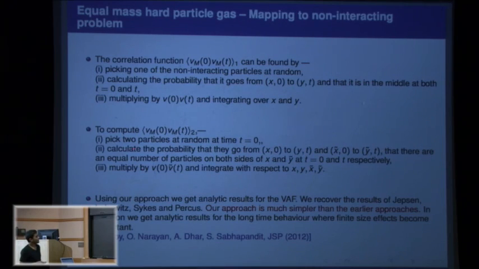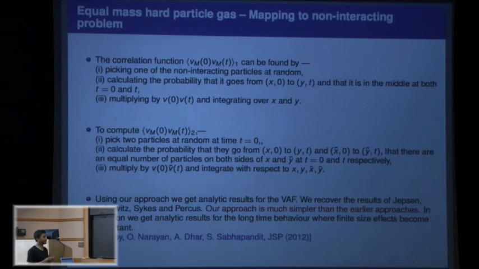Okay, so using this approach, we can get analytic results for the velocity autocorrelation function. I won't go into the details, but the formal expressions that we get are directly related to the results that were obtained by Jepsen and also Joel and Sykes and Perkus. I just want to say that our approach is very physical and much simpler than the earlier approaches, and we have analyzed the expressions and tried to extract the long time behavior, which I will now show.